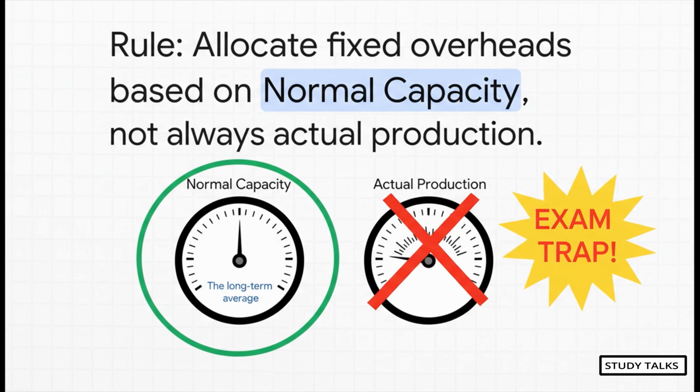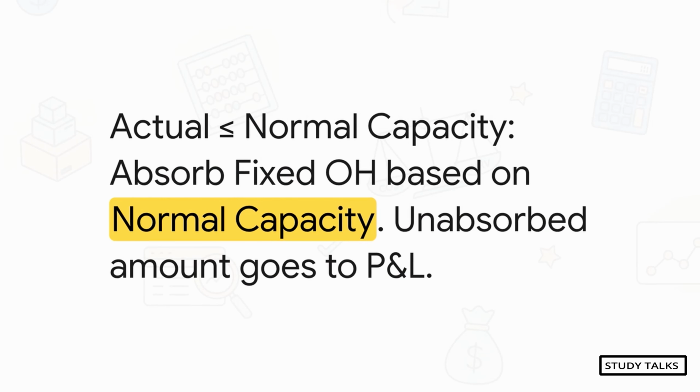Okay, exam trap alert. Listen up. When you're allocating fixed overheads, you don't always use the actual number of units you produced. Instead, you use what's called normal capacity. Think of this as the average production you'd expect to achieve over a few years under normal circumstances. It's a really important distinction. So what happens if you have a slow year and your actual production is less than your normal capacity?